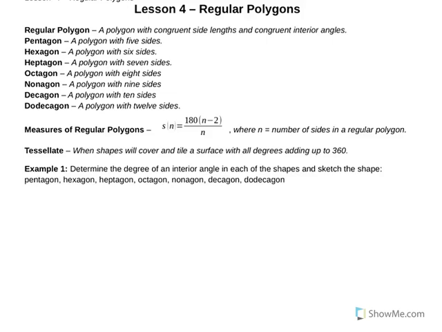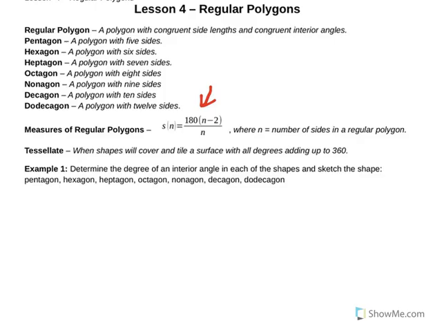Lesson 4, regular polygons. When we have a regular polygon, that means all the sides and all of the angles are equal. So we have a formula that will help us figure out the angles. It will tell us both the sum of the entire shape and the individual angle.